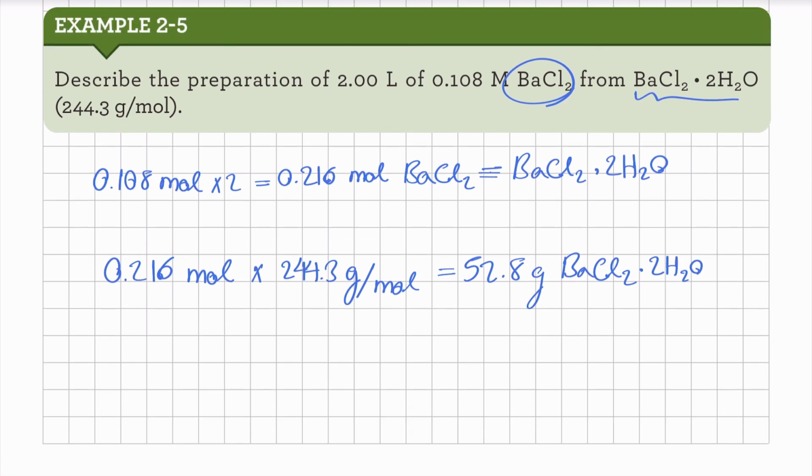The question says, describe the preparation. How are we going to describe? That's really easy. We can do it in just one sentence. We can say, dissolve 52.8 grams of BaCl2 with 2 water molecules in water and dilute to 2 liters.